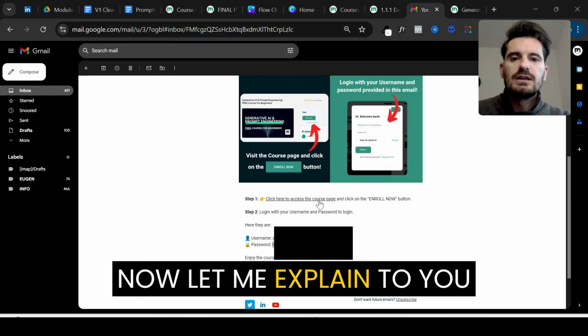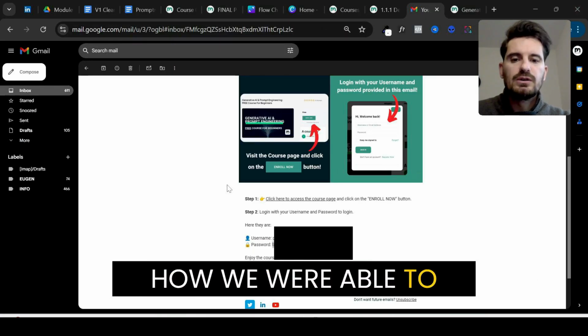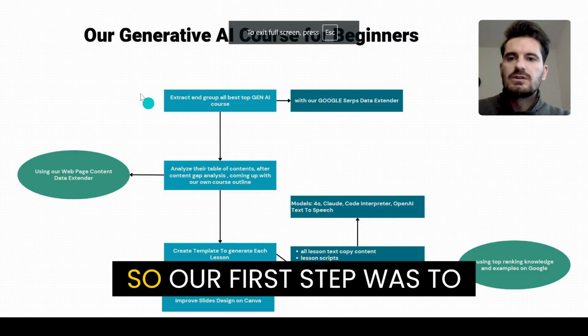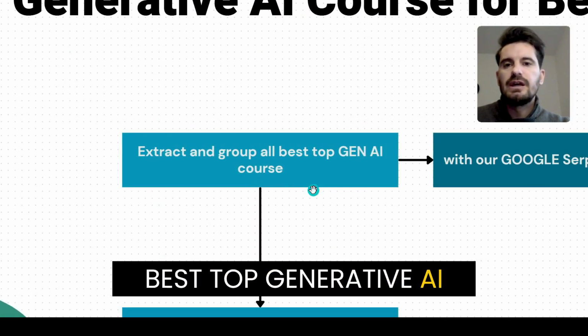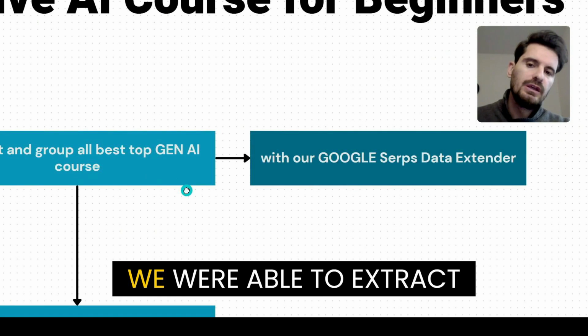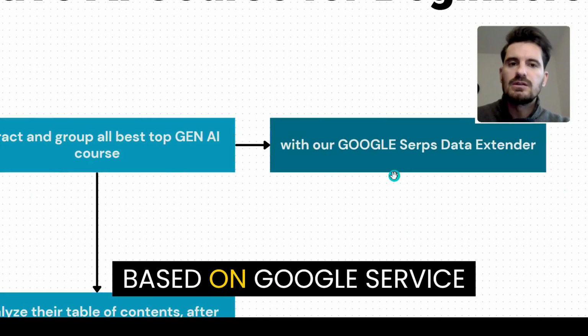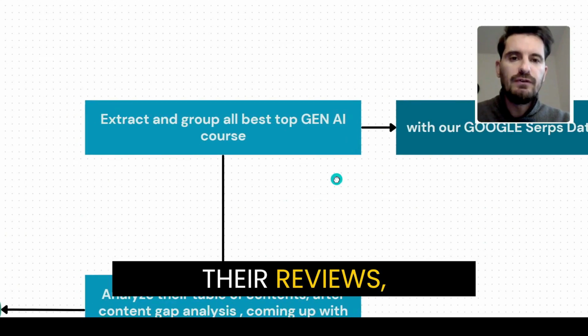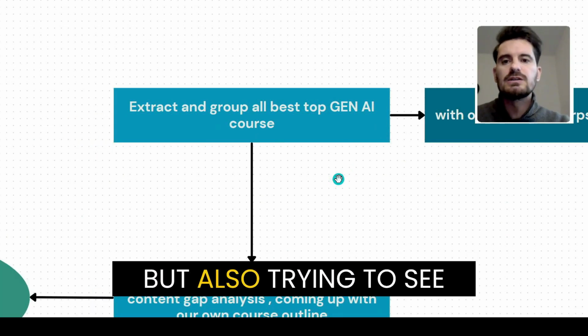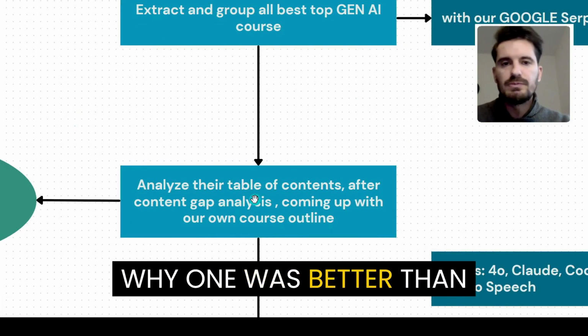Now, let me explain to you how we were able to create this and why it is so special. So our first step was to extract and group all the best top generative AI courses out there, right? We were able to extract them based on Google Search, the best ones, look at their reviews, why people were liking them, but also trying to see why one was better than the other.